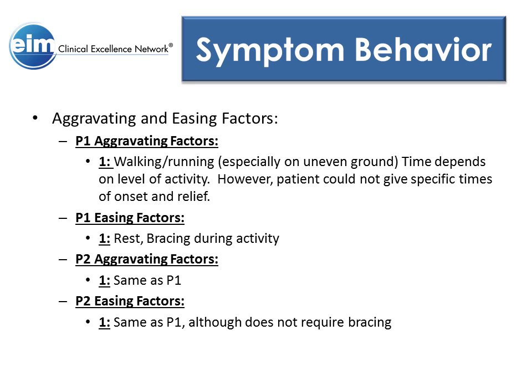His aggravating and easing factors: for P1, the aggravating factors are walking and running, especially on uneven ground, and the time to onset depends on level of activity. However, the patient could not give specific times of onset or relief. Some of the easing factors are just rest and also wearing a brace during his activities. For P2, the aggravating and easing factors are the same as P1, although he does not wear a brace on the right knee.